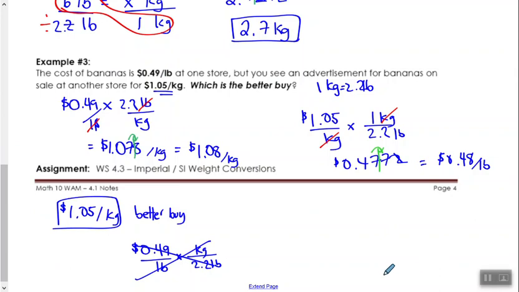Okay, so you can go on to your 4.3 worksheet on Imperial and SI conversions.